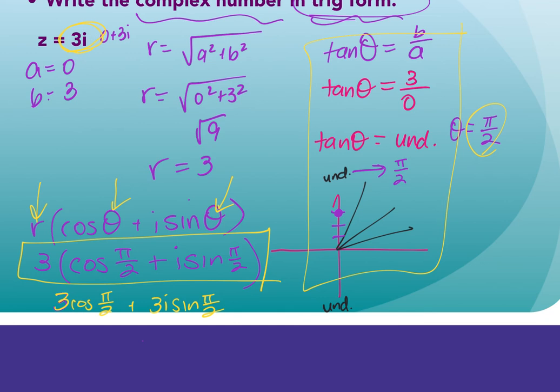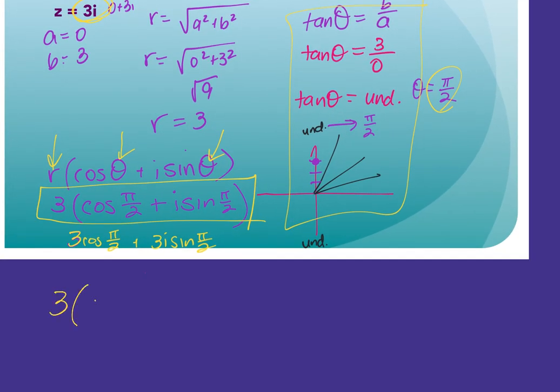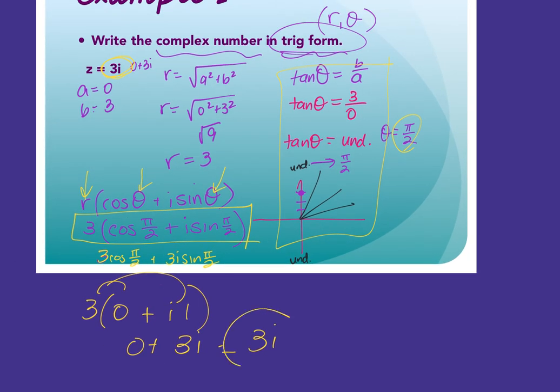You can check this with extra time, which I'm not sure you're going to have between the law of cosines and sines and all that stuff. But if you wanted to check this, you would simplify this. So what is cosine at pi over 2? 0. What is sine at pi over 2? 1. Distribute this in and I'd get 0 plus 3i, which is 3i. So it's converting from one form to the other.